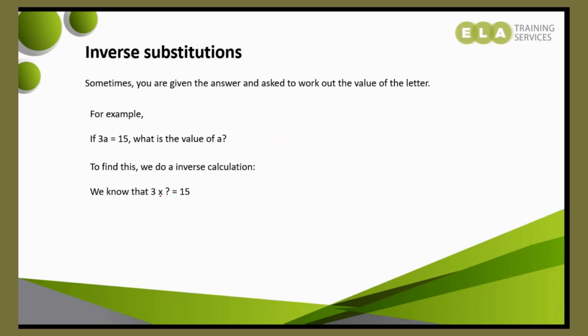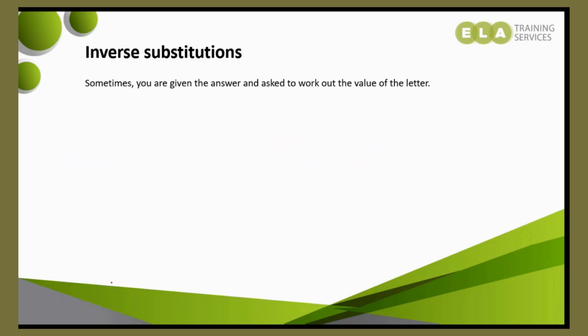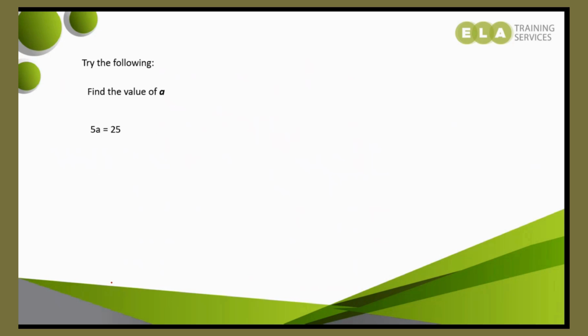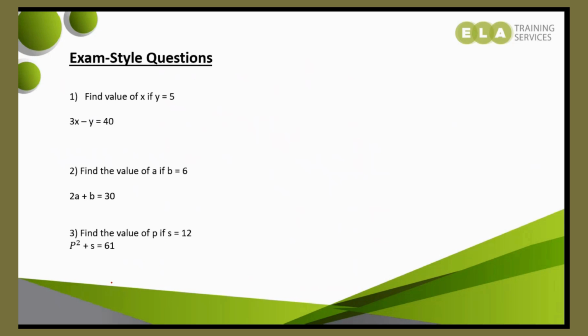So then our primary number here, 3, you're just going to divide that 15 by that to then get this. So 15 divided by 3 is a. We know that 15 divided by 3 is 5. So a is equal to 5. Fantastic.